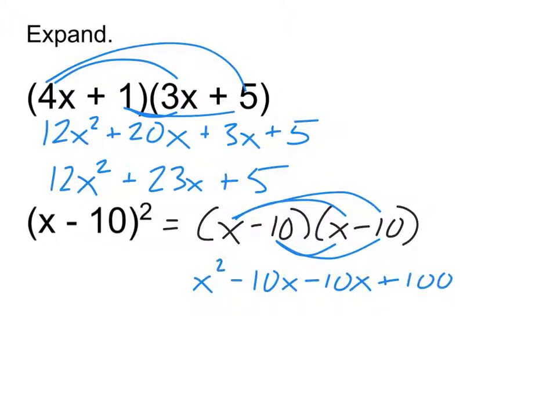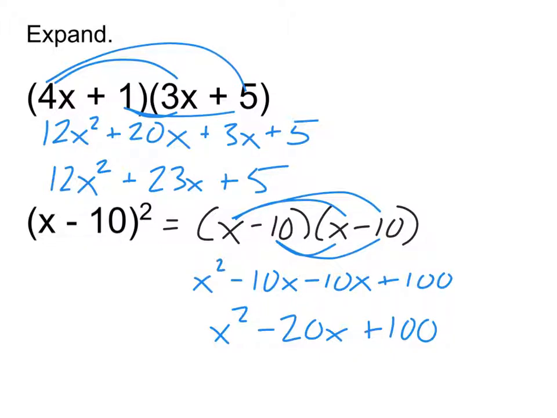And then when we combine like terms here, we end up with x squared minus 20x plus 100, which should hopefully seem familiar to you. Notice that if I gave you this equation and asked you to factor it, you would end up with this, because this is the factored form. All we did was expand it out. We just went the other direction from the factor.